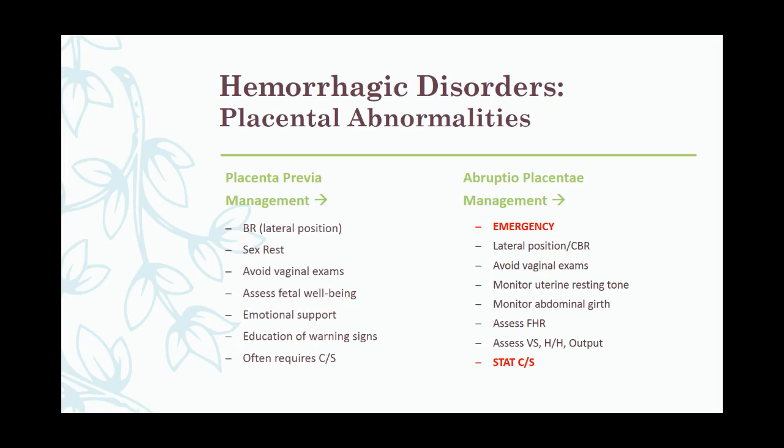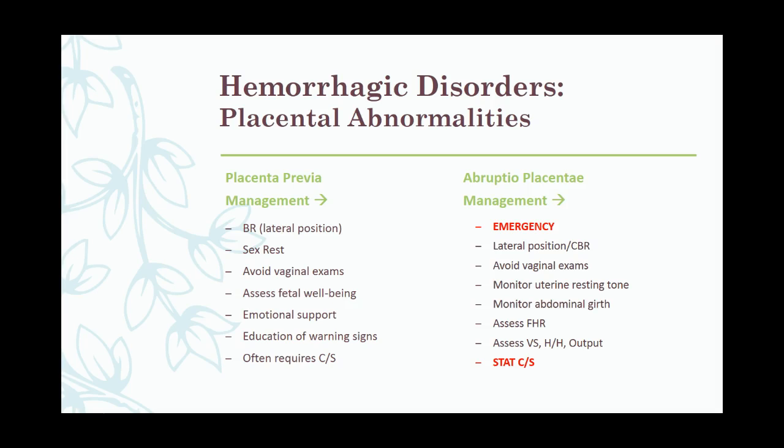These people often require a C-section, especially if it's a complete or a partial previa. Sometimes the marginal placenta previas will actually move up as the uterus grows, as gestational age increases, and sometimes not, but oftentimes these people require a C-section.